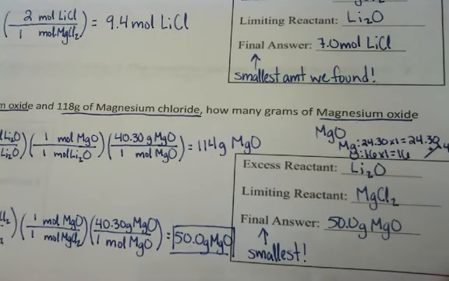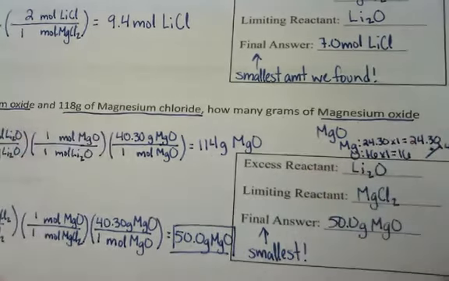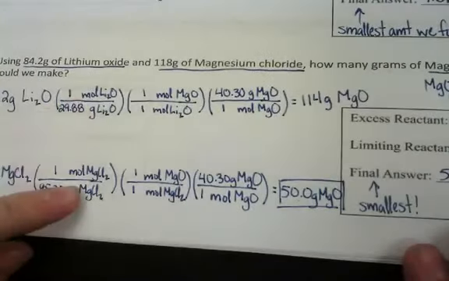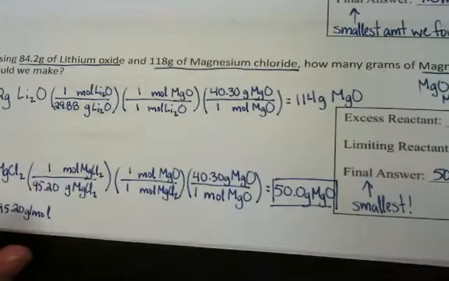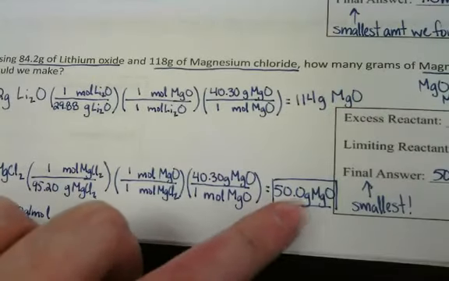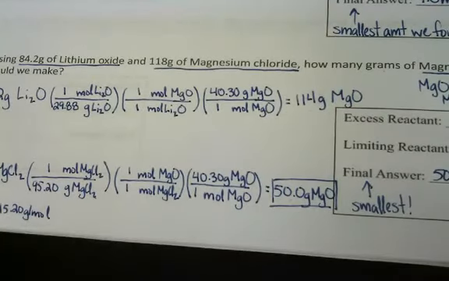So this is not anything different than what you have already done. All you're doing is setting dimensional analysis up 2 times and finding the smaller amount. That's all it is.